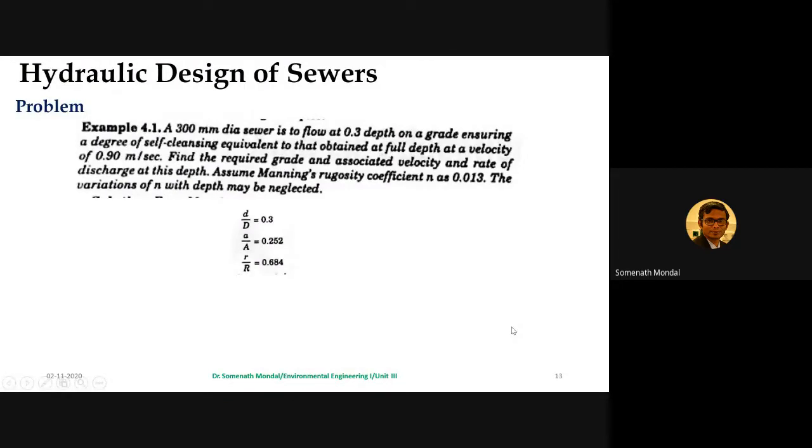So try to solve this problem. If you have any difficulties, you can ask me in the next class. But if you have understood what I discussed, I guess there should not be any problem. At the same time, I have already given all the required values. With respect to the d by D value, p by P and r by R are also given. So there should not be any problem. However, you should practice this to have a better idea. Fine.